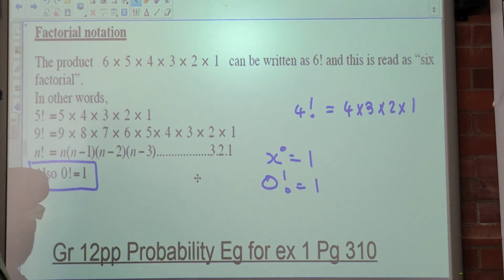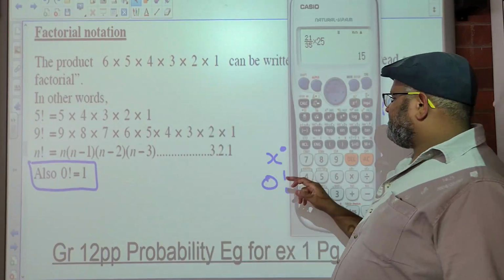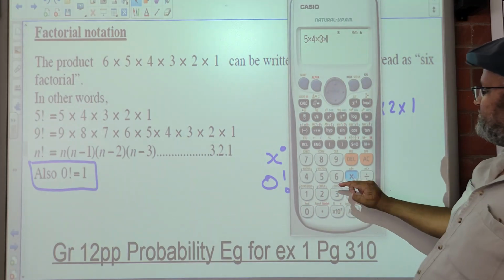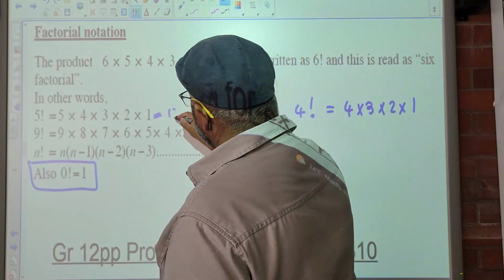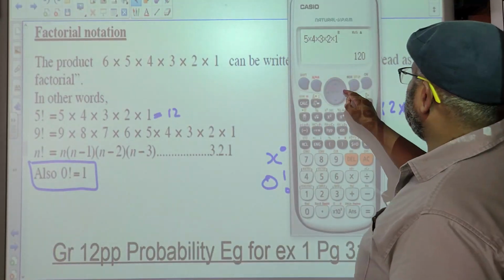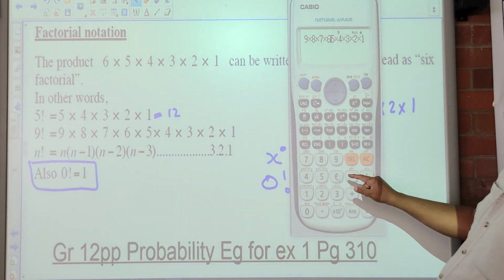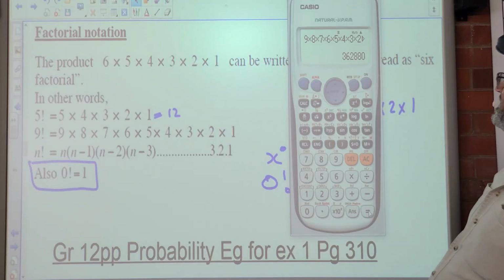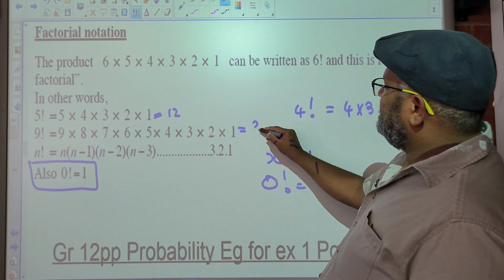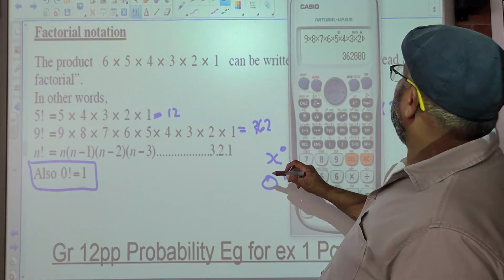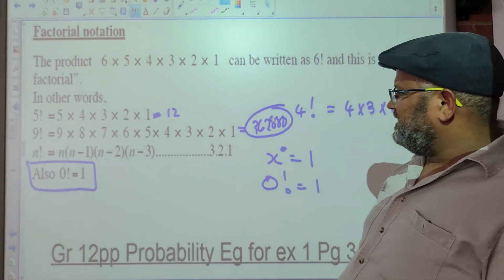So what is 5 times 4 times 3 times 2 times 1 for 5 factorial? It's 120, not so? What is 9 factorial? That would be 9 times 8 times 7 times 6 times 5 times 4 times 3 times 2 times 1. That's going to give you 362,880. And so on and so on.